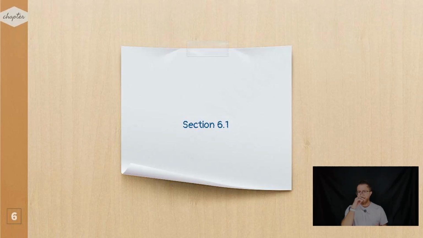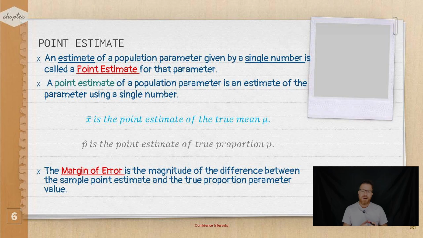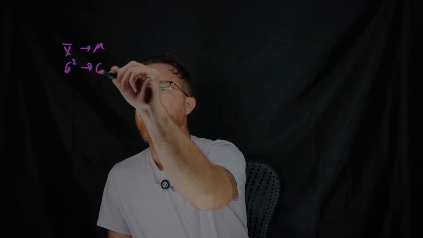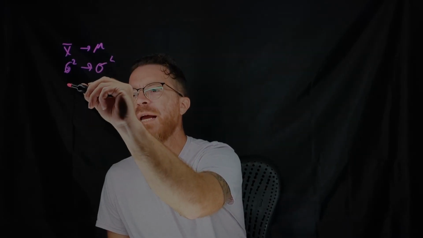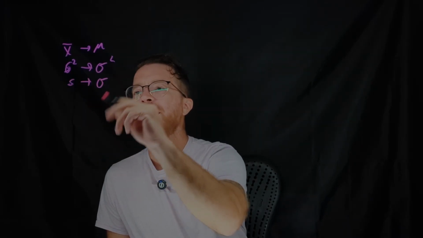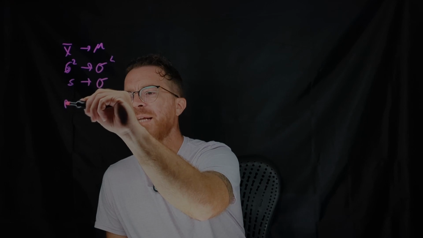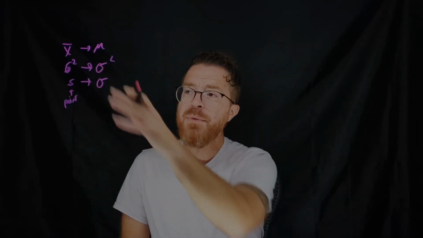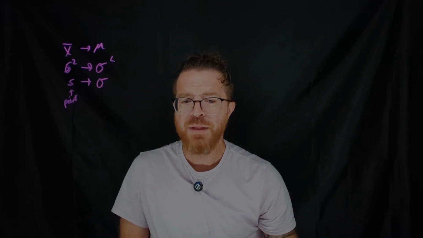So before we do that, let's quickly recap what we looked at previously about point estimates. An estimate of a population parameter given by a single number is called a point estimate for that parameter. Examples of this have been x bar for mu, s squared for sigma squared, and s for sigma. In these cases, these are our point estimates.